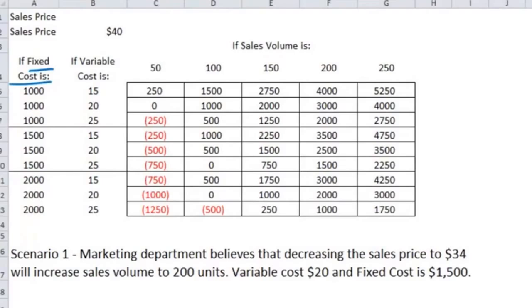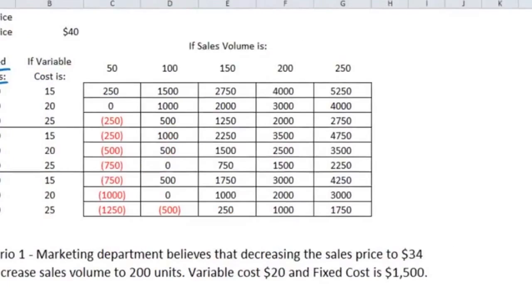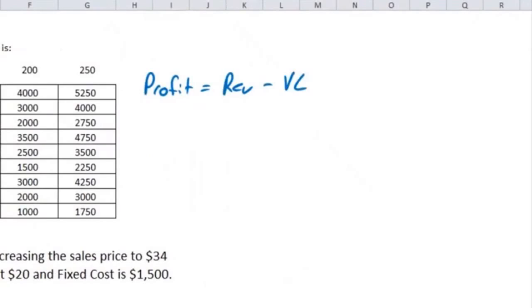In this matrix, this shows you what profitability would be at a given fixed cost, a given variable cost, and a given sales volume. So we can see where we are more profitable and where we are not. To calculate profitability is real simple. It's just profit equals revenue minus variable cost minus fixed cost. That's the formula I have used to calculate all these values in the matrix.